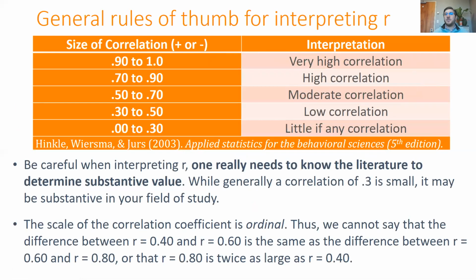Here are some general rules of thumb for interpreting a correlation, and this is the citation for where I got it. It's from one of Hinkle's textbooks, Applied Statistics for the Behavioral Sciences. But you really need to be careful in interpreting the correlation. You have to know the literature on your subject to determine the substantive value of a correlation. A correlation of 0.3 may be considered small in some fields, but it may be considered substantial in others. These are just general rules of thumb for interpreting a correlation.